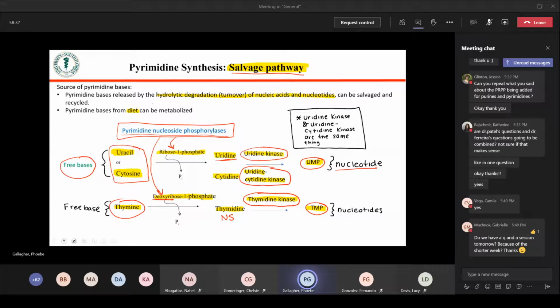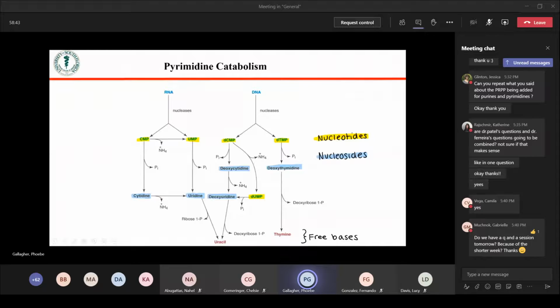So I would memorize this pathway, but it's not too difficult. So hopefully there's no problems there. And this is more of a big picture idea here.